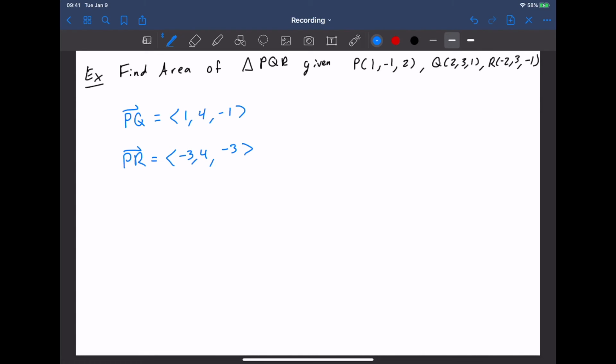Could you have used these other coordinates? Sure. Could you have gone from Q to P and then Q to R? Yes. R to Q and R to P? Yes. It will not really matter. Then what we're going to do is the area is 1/2 the size of PQ cross product with PR.